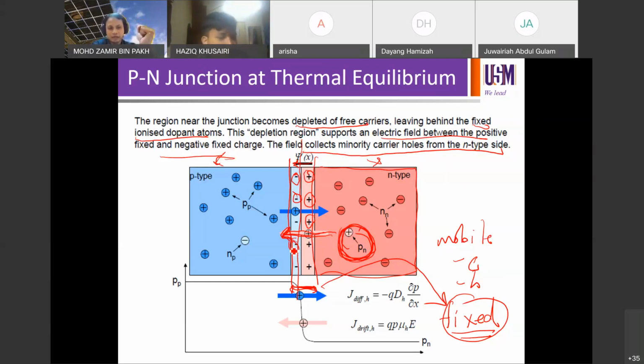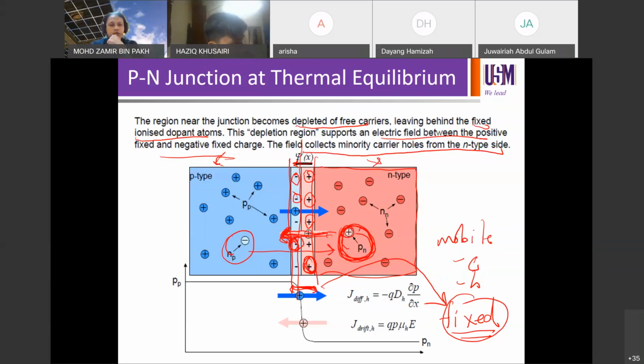The negative charges on the left will attract this positive to cross the junction. That is the result of the presence of the electric charge in the depletion region, right? The same thing happens to the minority carrier electron in p-type as well. It will be attracted by the positive charges in the depletion region to cross into the n-type region.